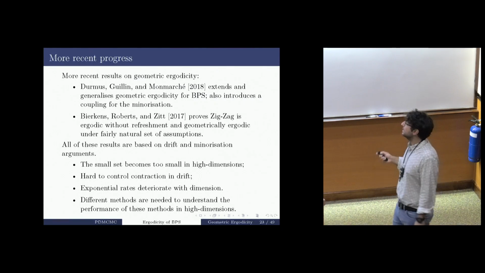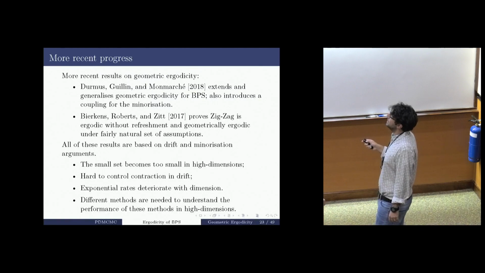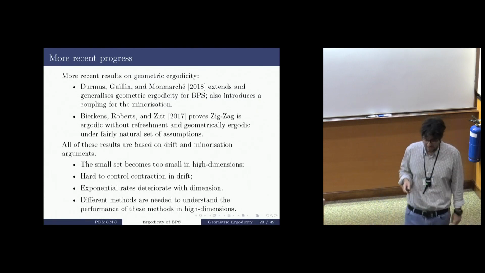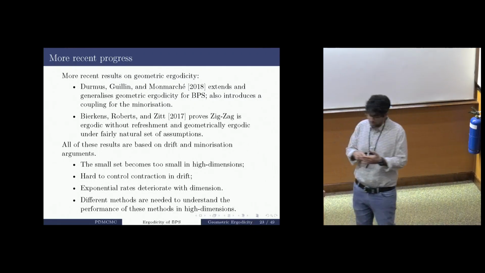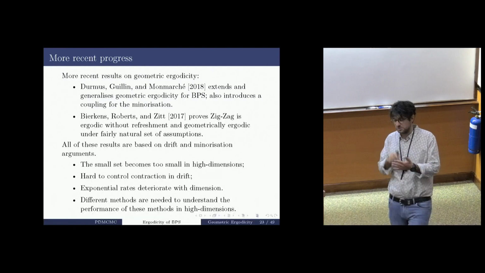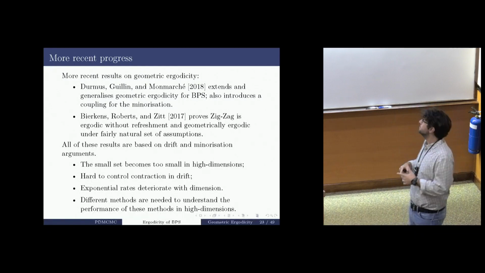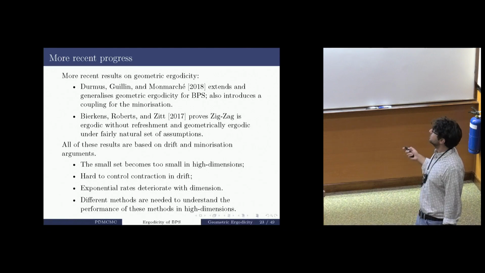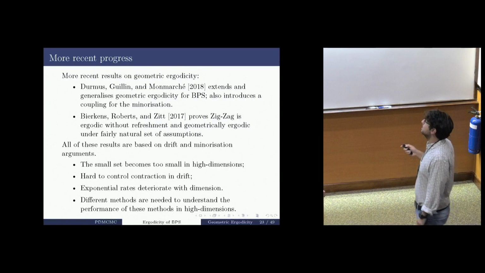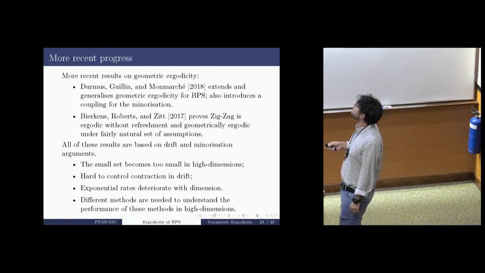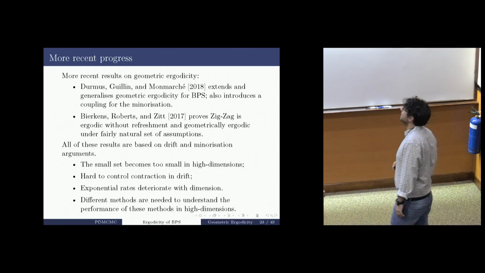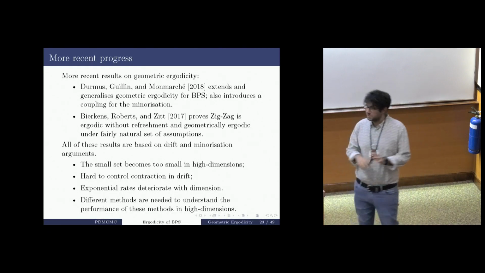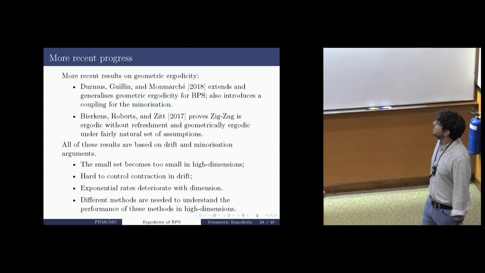More recently, I mentioned Joris, Gareth, and Pierre-André posted very late in 2017 a paper proving that zigzag is ergodic and geometrically ergodic. That's without refreshment, so that's the tricky part, proving irreducibility. And they use a fairly natural set of assumptions. And there was a paper by Andrieu, Durmus, Nüsken, and Roussel, again recently, that extends the geometric ergodicity. And they also introduced a coupling for the minorization, which may be interesting for other reasons apart from the geometric ergodicity.